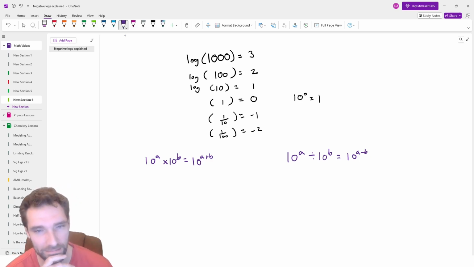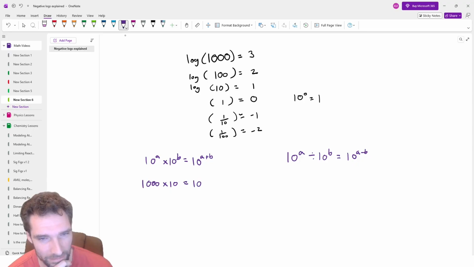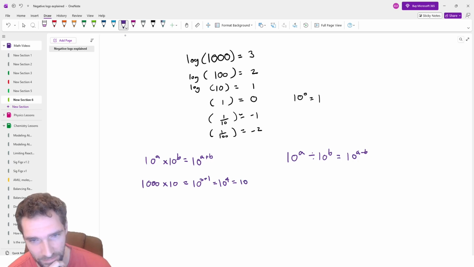So if I had, let's say, 10 up to the third power, which is 1000, and I times that by 10 up to the first power, then I'm going to get 10 up to the third plus the first power, which is 10 up to the fourth power. In other words, this is 10,000.